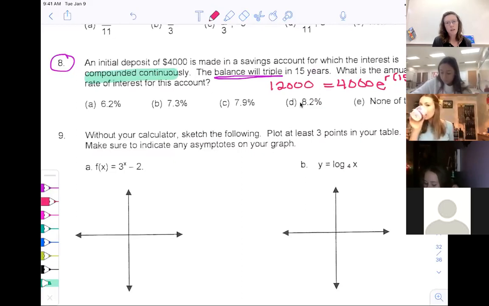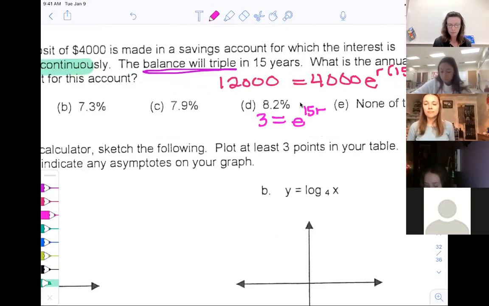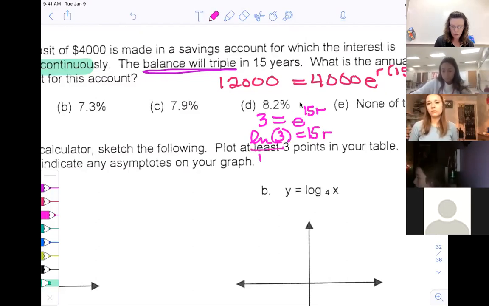So if we go to solve this, we would divide by 4,000. So we would have 3 equals e to the 15r. Remember, we're trying to find the rate. And then Hannah, how would you continue to solve this? So we have the 3 equals e to the 15r. You would put it in log form, which would be ln 3 equals 15r. Excellent. And then to get r by itself, divide by 15.